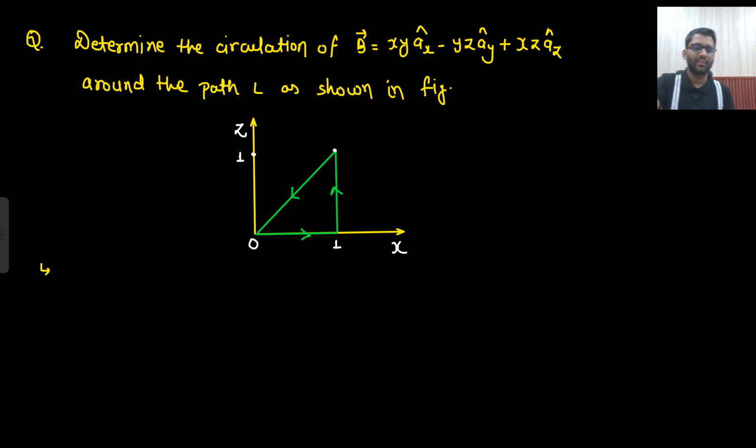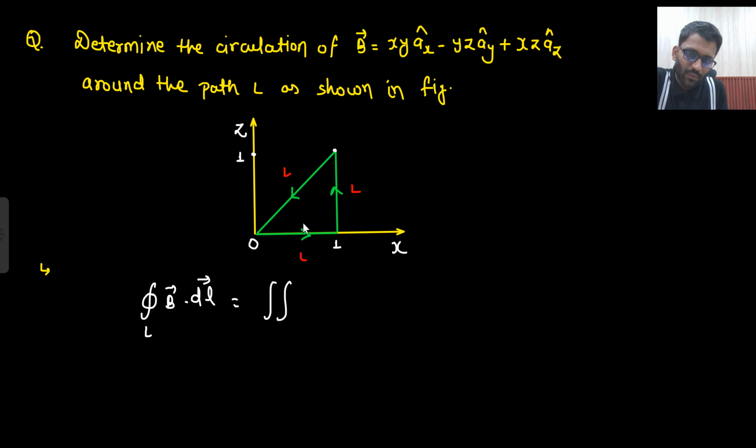Let's solve the next question. Determine the circulation of B along the path L. L should have been shown like this. On the question only it will be shown that this is your path L. So you need to find the circulation of B. So B dot dl you need to find along the path L. Whatever the area it is enclosing, so del cross B dot ds.